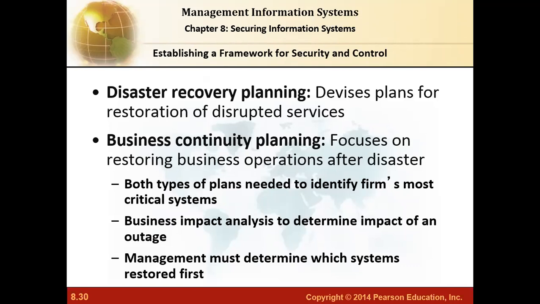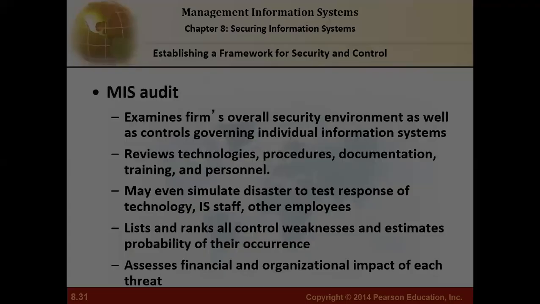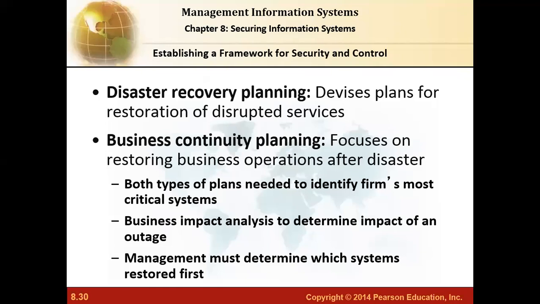Business impact analysis is done to determine the impact of an outage. We always try to find out what the impact is, so that we know how it will affect our organization. Management must determine which system is restored first. In such a situation, we need to know how quickly we can restore, and we set the priority.